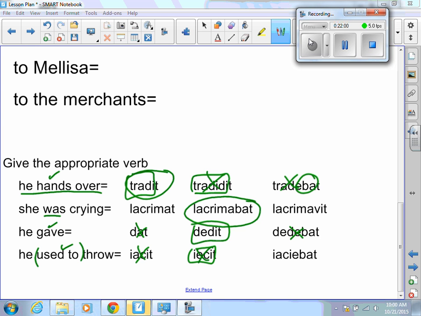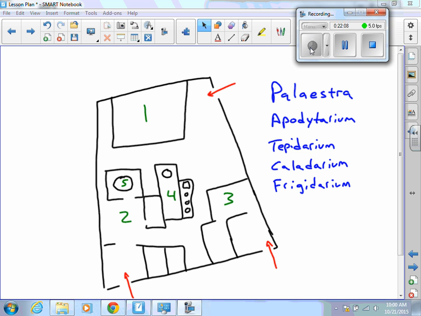Last is the map. Again, a detailed map is in your book on page 158. I kind of gave you one here. I wanted to go through where the rooms are located and the order in which I would visit the rooms. So if I came in this entrance right here, the first thing that I would see is the palaestra. And I would go in there, I'd do all my workout stuff, do my wrestling, my jumping around. After that, I would go to the apodyterium, which is number 2 right here. I would change my clothes.